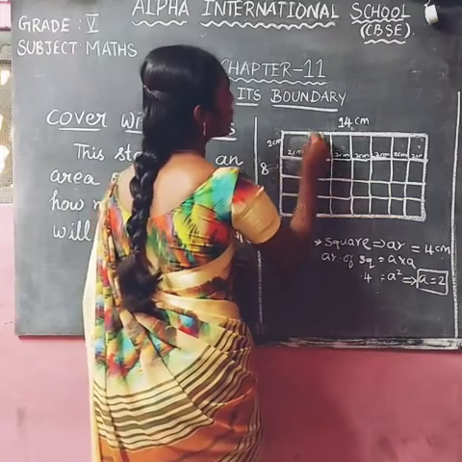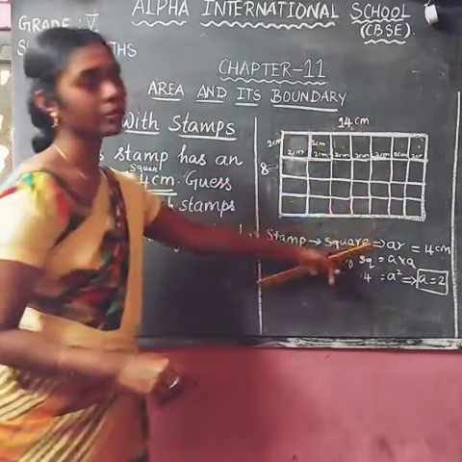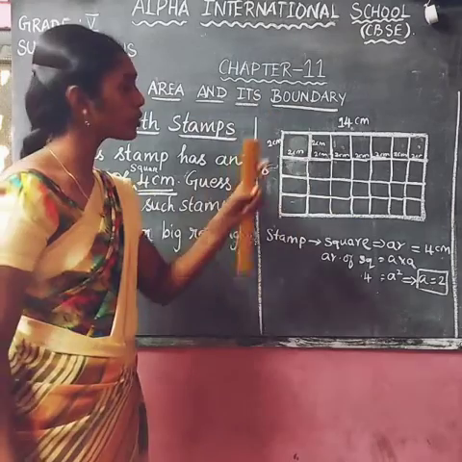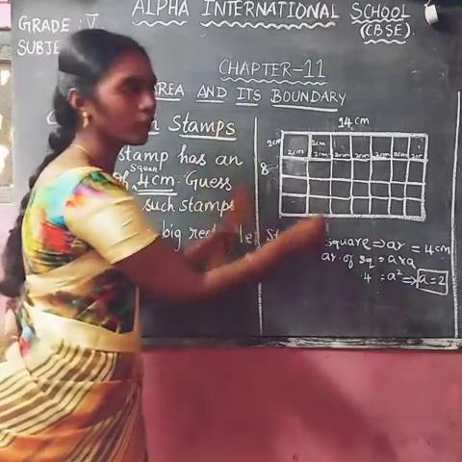So each one is a square, no? Each stamp is square in shape. So how many stamps are required to complete this full rectangle is the question.